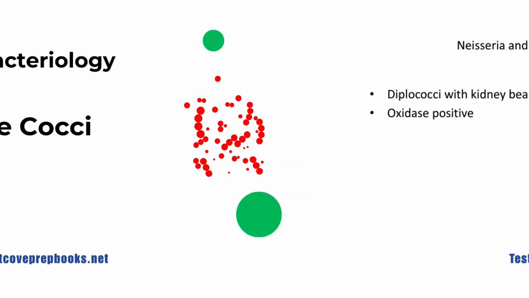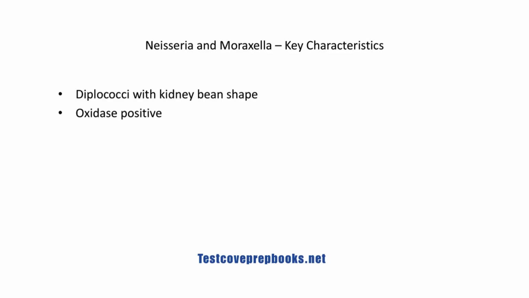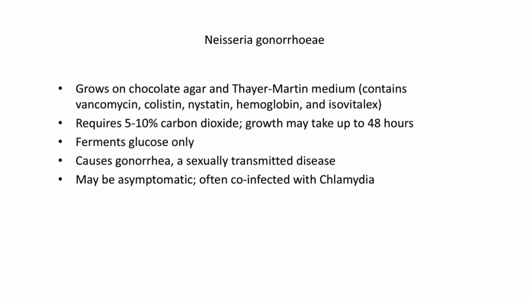Neisseria and Moraxella share some general characteristics. They are diplococci with a kidney bean shape, and they are oxidase positive. Neisseria gonorrhoeae grows on chocolate agar and Thayer-Martin medium, which contains vancomycin, colistin, nystatin, hemoglobin, and isovitalex. It requires 5 to 10% carbon dioxide, and growth may take up to 48 hours. It ferments glucose only. This organism causes gonorrhea, a sexually transmitted infection.